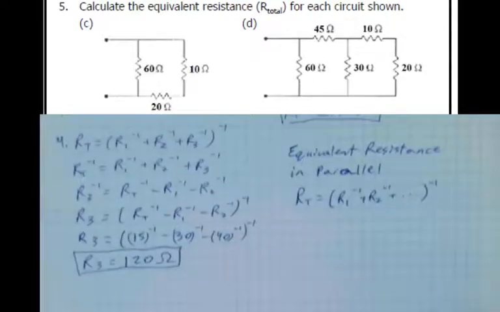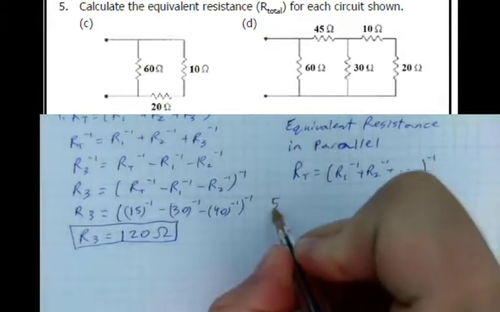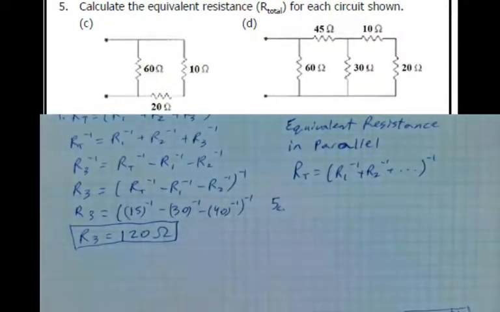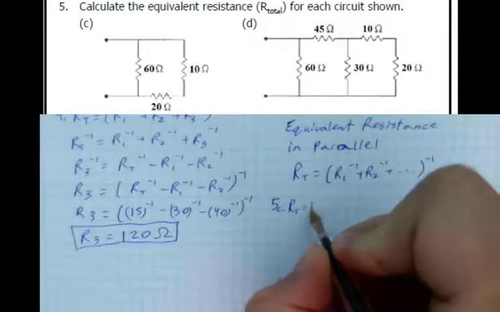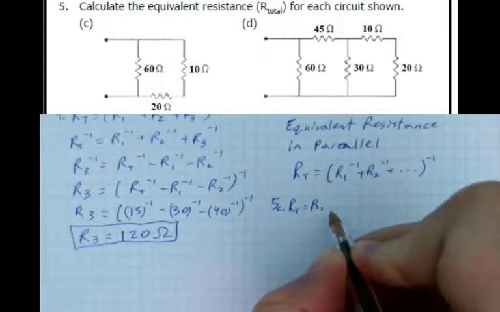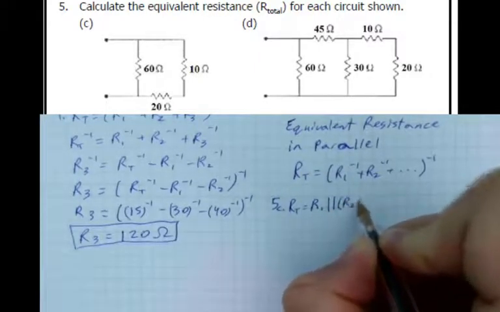So for 5C, I can add this. I know that I start with 60, and 60 is connected in parallel with actually both 20 and 10, but 20 and 10 are connected in series. So my RT is going to be R1 parallel added to R2 plus R3.